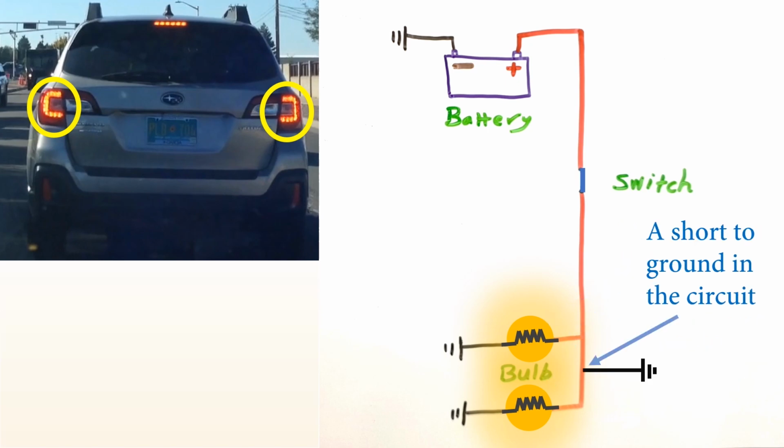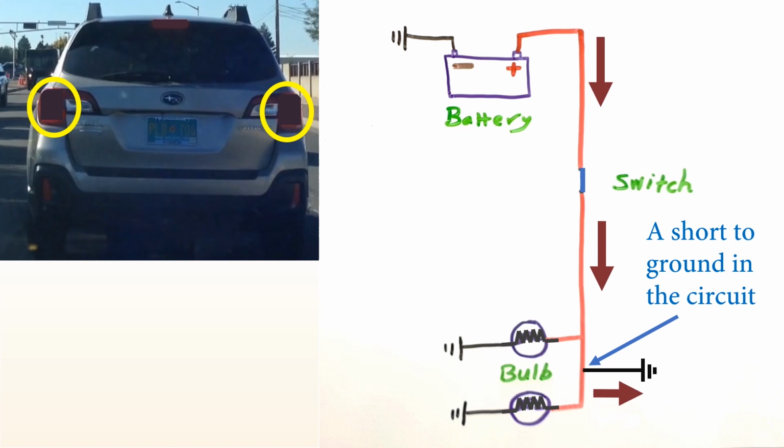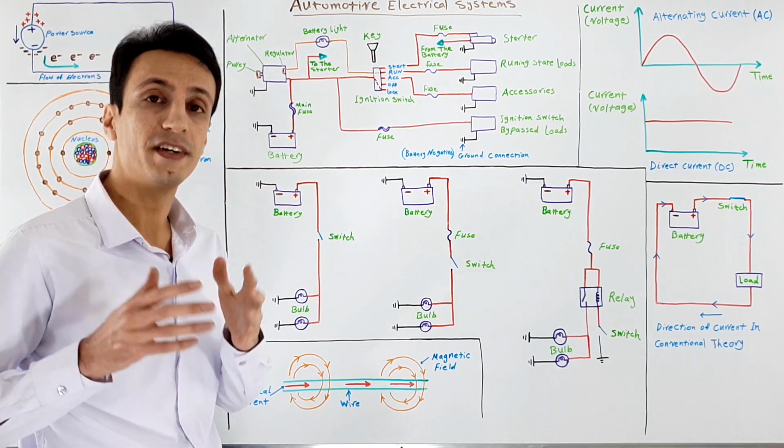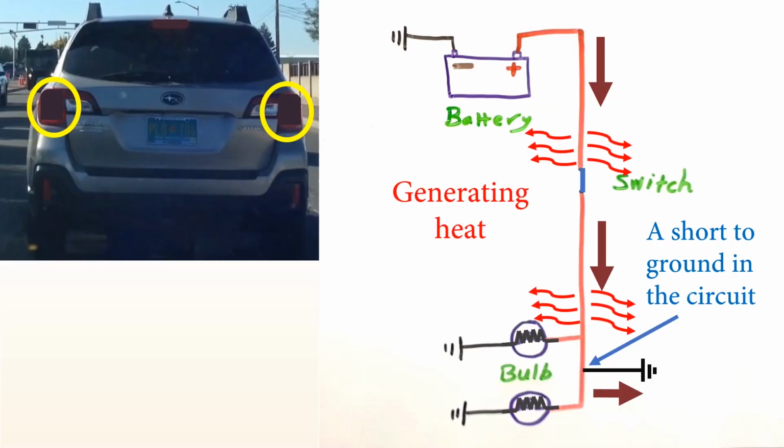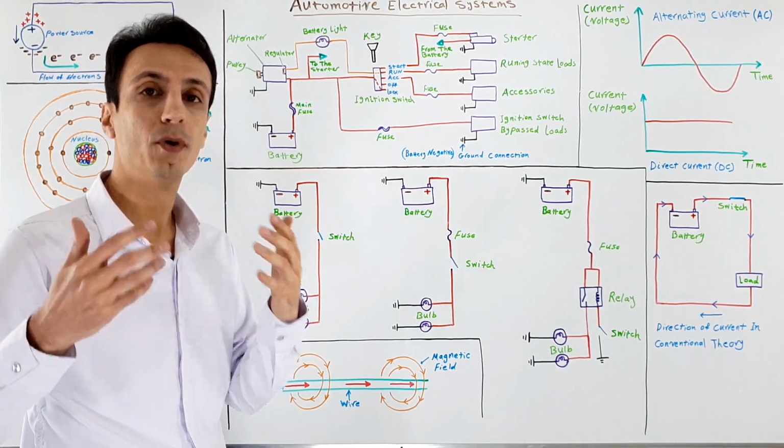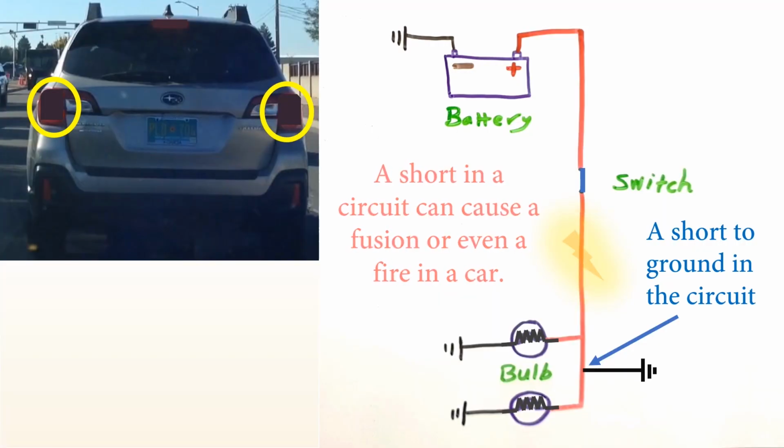Now, imagine that a short to the negative or the ground happens in this circuit. In this case, the current can flow to the negative side without any resistance, so a high current can flow in the circuit. This high current is very dangerous. First, it starts to heat up the wires that it is flowing through, and then with more and more heat, it can result in fusion or even a fire.